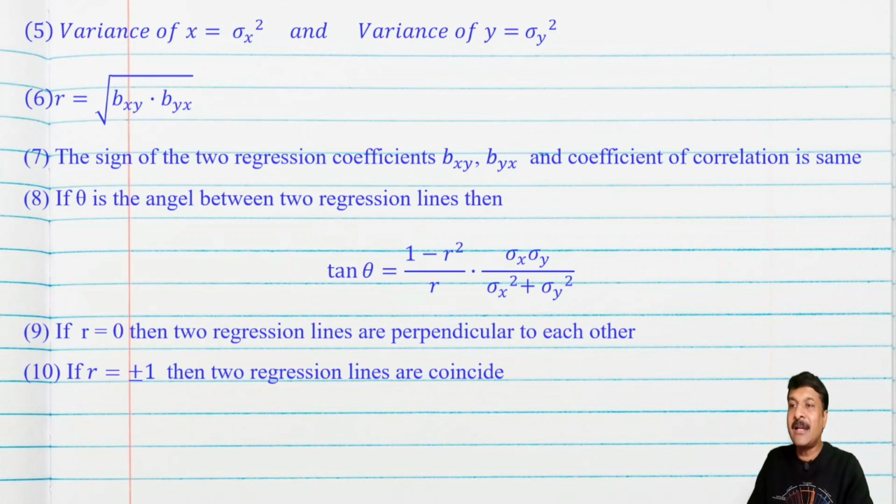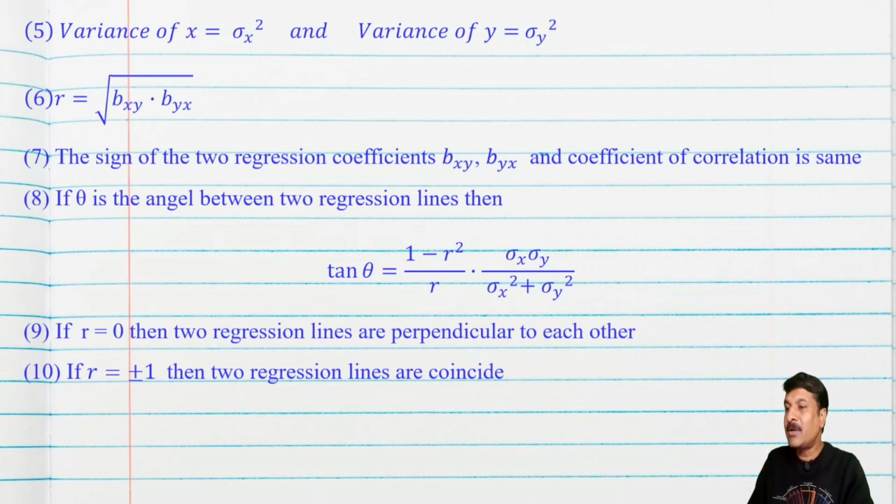If theta is the angle between the two regression lines, definitely remember this formula because there may be an example on this. tan theta equal to 1 minus r square upon r into sigma x sigma y upon sigma x whole square plus sigma y whole square.